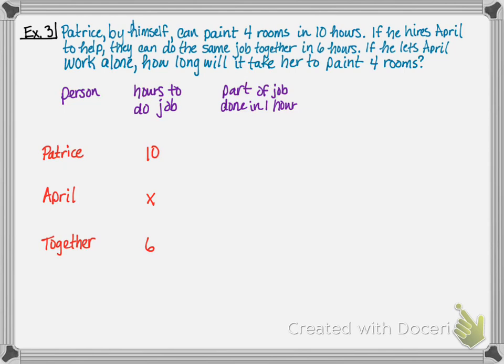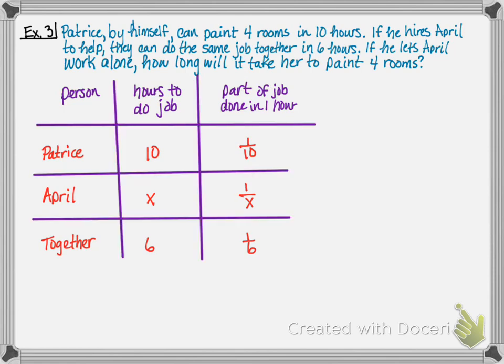So the part of the job done in 1 hour is 1 divided by these hours. So for Patrice, in 1 hour, he can get 1/10 of the job done. For April, she can get 1/x of the job done. And together they can get 1/6 of the job done. Okay, there's our organization. Let's write our equation. So the parts of the job done in 1 hour of each individual should add up to what it takes together. So 1/10 plus 1 over x equals 1 over 6.